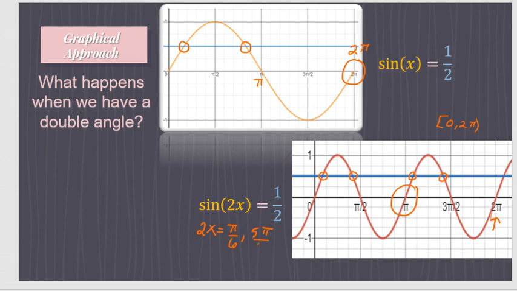Over 6. Okay, there's my 2 places, and that's as if it were equal to x and not 2x. That's these 2 answers right here. I just want you to realize that. So then I'm going to rewrite this, and I want to find the general solutions.